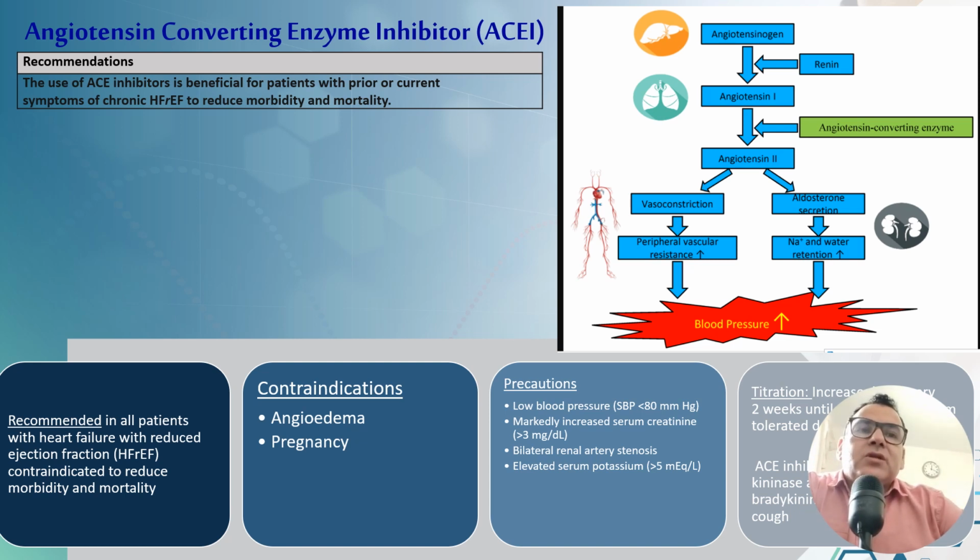The dose needs to be titrated every 2 weeks until the target dose. Usually we start with a low dose, then titrate slowly every 2 weeks to the target dose, and usually the benefit is from high doses. A very common side effect of ACE inhibitors is that they can cause cough, and this is why it should be discontinued at this stage. This is because ACE inhibitors inhibit kinase, which breaks down bradykinin. So bradykinin increases, and that causes cough.